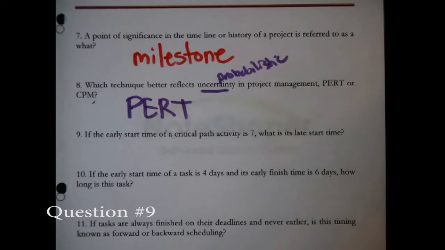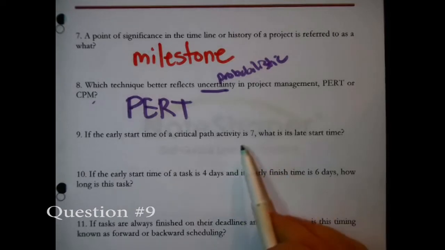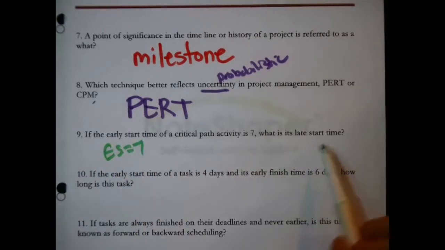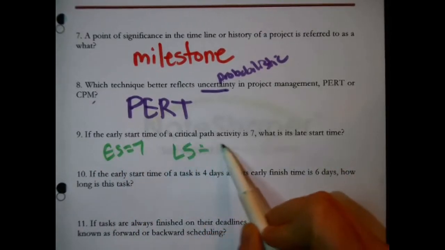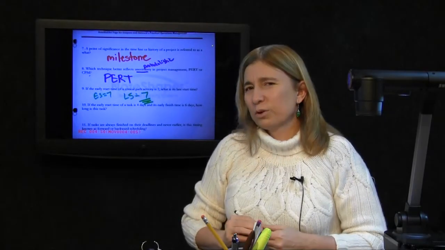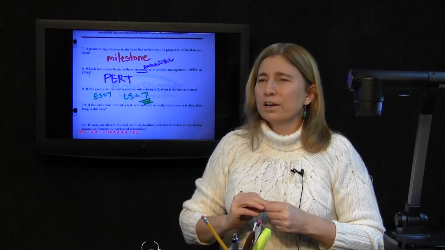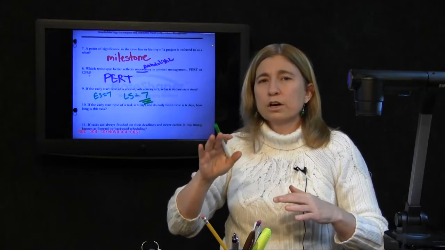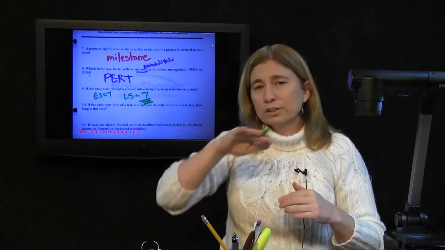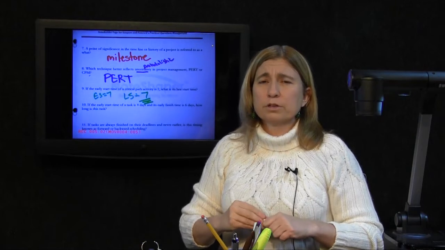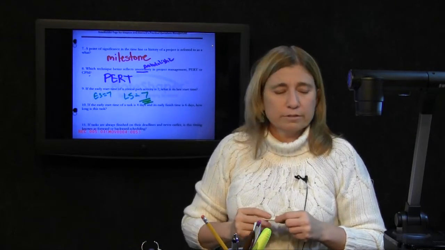If the early start time of a critical path activity is 7, yes, equals 7, what is its late start time? That's easy. It's 7. Oh, because it said a critical path activity. And another feature of the critical path is that the early timings and the late timings are the same. So if the early start time is 7, it's a critical path, that means the late start time had to be 7.